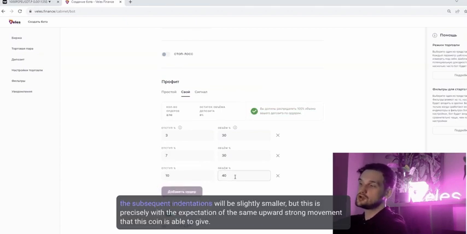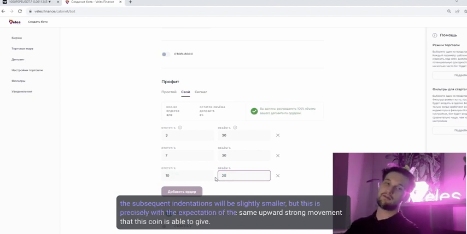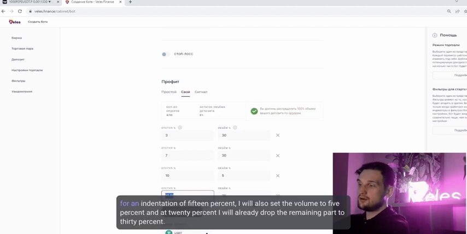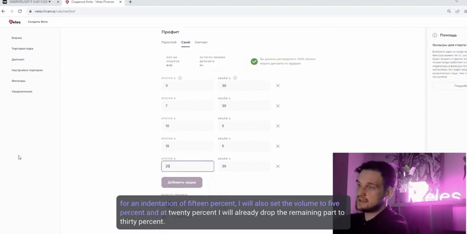The subsequent indentations will be slightly smaller, but this is precisely with the expectation of the same upward strong movement that this coin is able to give. For an indentation of 10%, I set the volume to 5%. For an indentation of 15%, I will also set the volume to 5%, and at 20%, I will already drop the remaining part to 30%.